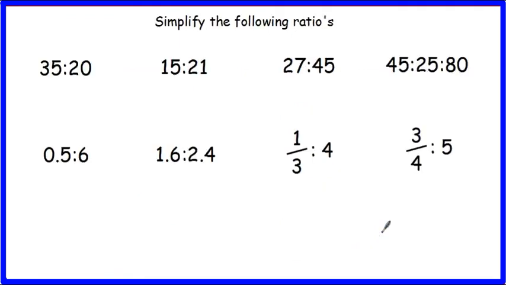So we'll simplify the following ratios. Now, some difficult ones here and some not so bad. So 5 is the number that jumps out. 5 goes in there. 3 goes in here 5 times. 3 goes in there 7 times. 9 goes in there 3 times and 5 times.